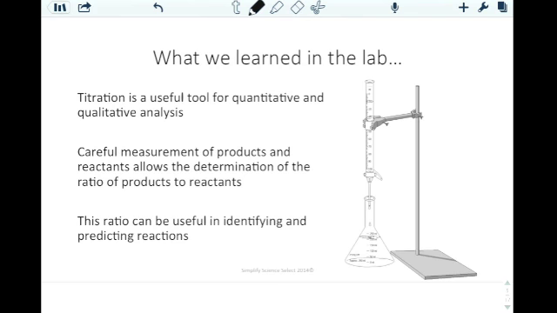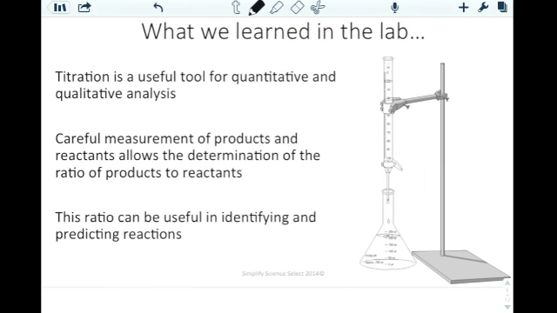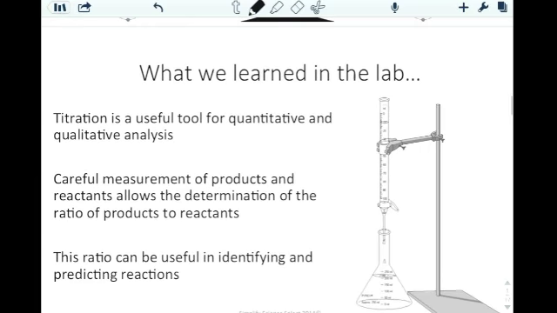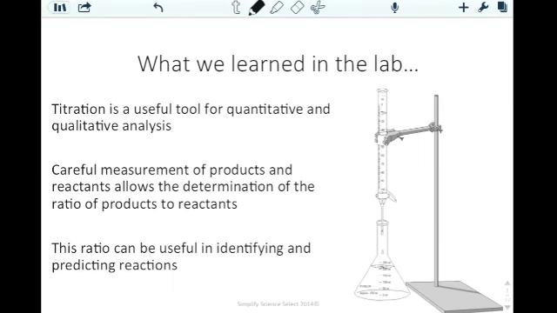Now, what we learned in the lab, we looked at a titration for this, and we're looking at that titration setup. We used this to figure out what kind of iron we actually had. The titration is very useful for that quantitative analysis, all those numbers, or qualitative, where we're looking and describing it. This is very useful in getting the ratio. The ratio can be useful for identifying and predicting reactions. So titration is a very good thing that we use to help us predict what the products are, figure out what those oxidation numbers were, and what type of reaction we actually had.